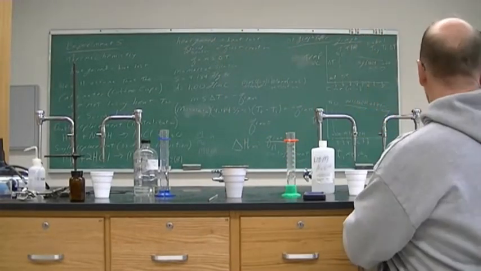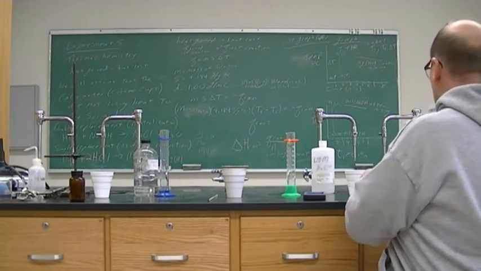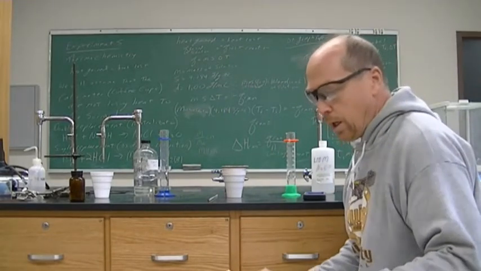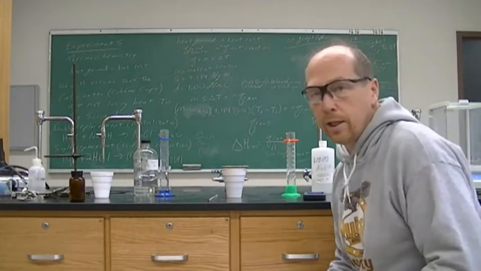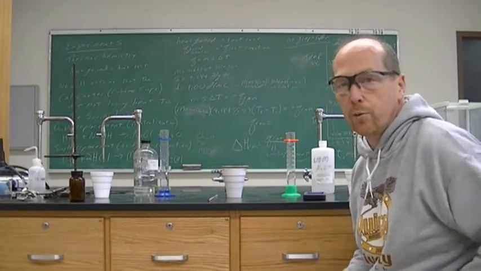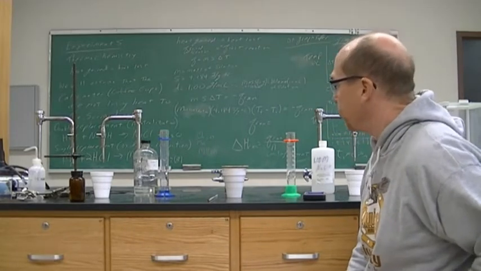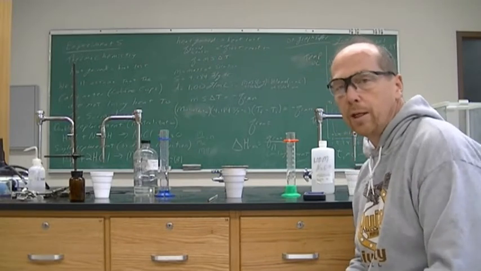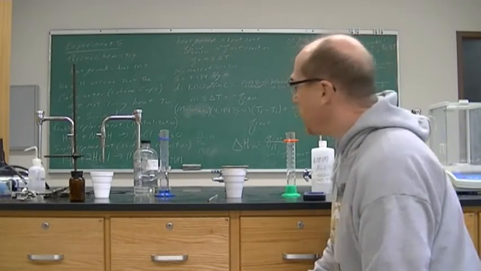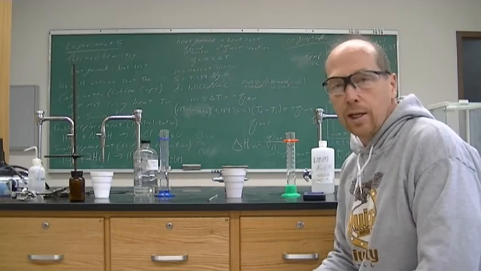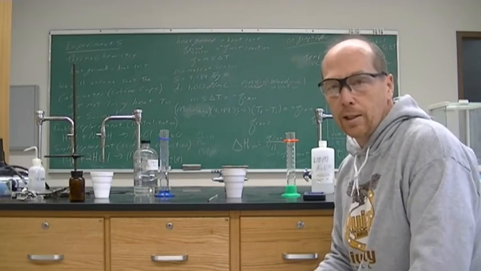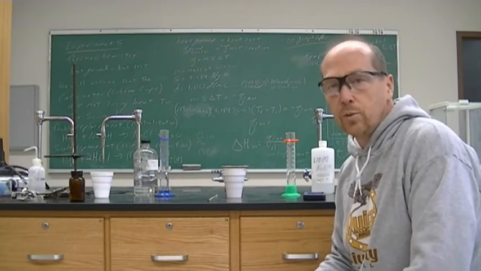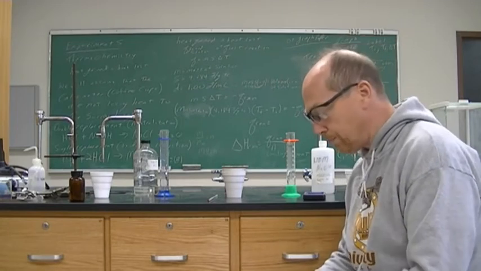Okay, today we're going to do experiment 5. Experiment 5 is thermochemistry. We are going to calculate the delta H of two different reactions. The first one we're going to do is HCl with NaOH. So an acid plus a base gives salt and water. And the second one we're going to do is magnesium plus HCl. That's going to be a single replacement reaction.